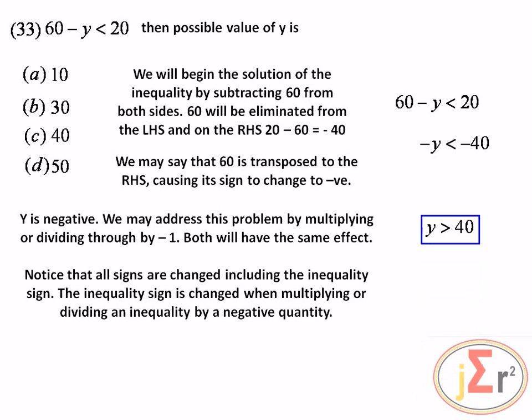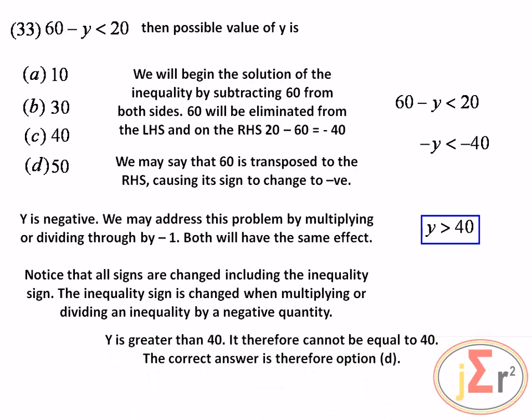Which one is greater than 40? It cannot be equal to 40. We have strictly greater than 40. So it cannot be equal to 40. Y is greater than 40. It therefore cannot be equal to 40. The correct answer is therefore option D.